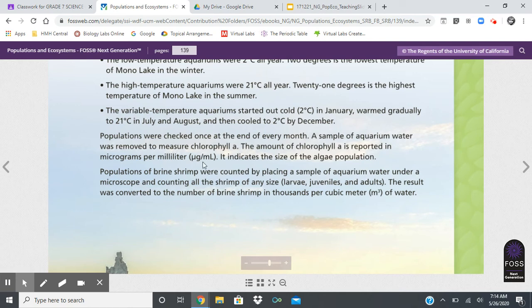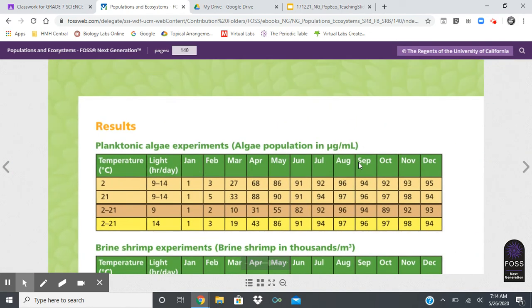So then they checked the populations of shrimp and algae at the end of every month. They counted the numbers of shrimp. They measured the amount of chlorophyll. That's a pigment that's in the algae, helps them do photosynthesis, tells you how much algae there is. And they did that over the course of a year.